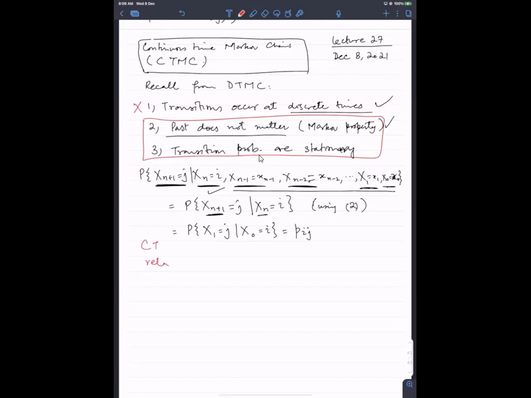So for CTMC, you relax 1 and keep 2 and 3 as they are. Relax 1 to say what? That transitions can occur at any time. Transitions can occur at any time. Continuous time.